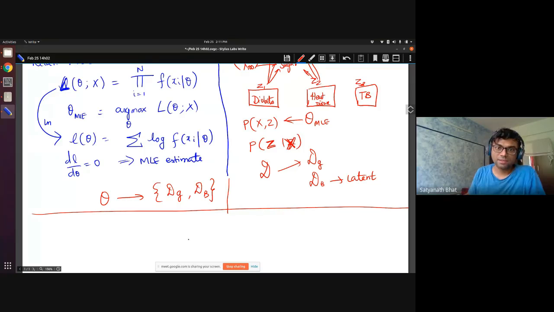I will tell you, for instance, one particular algorithm which is called latent Dirichlet allocation. It's called LDA. It's also called topic model. There is an algorithm like this which you can solve with what is called variational inference.